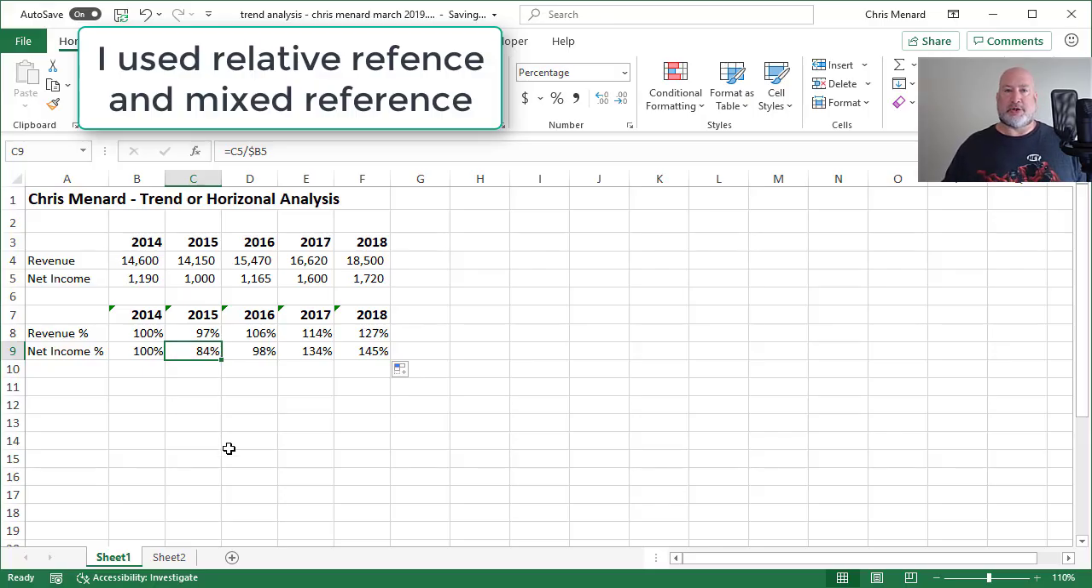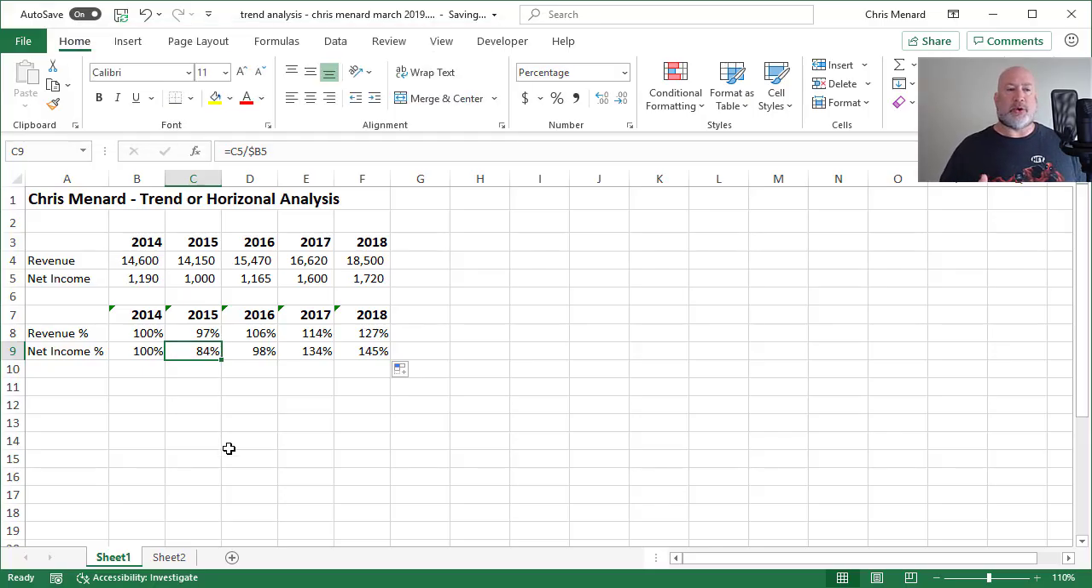So now the answer to my question is, which one is growing faster, the revenue or the net income? Because I used horizontal analysis or trend analysis, I can see that the net income percentage is higher than the revenue percentage. Let's do a chart of this real quick.